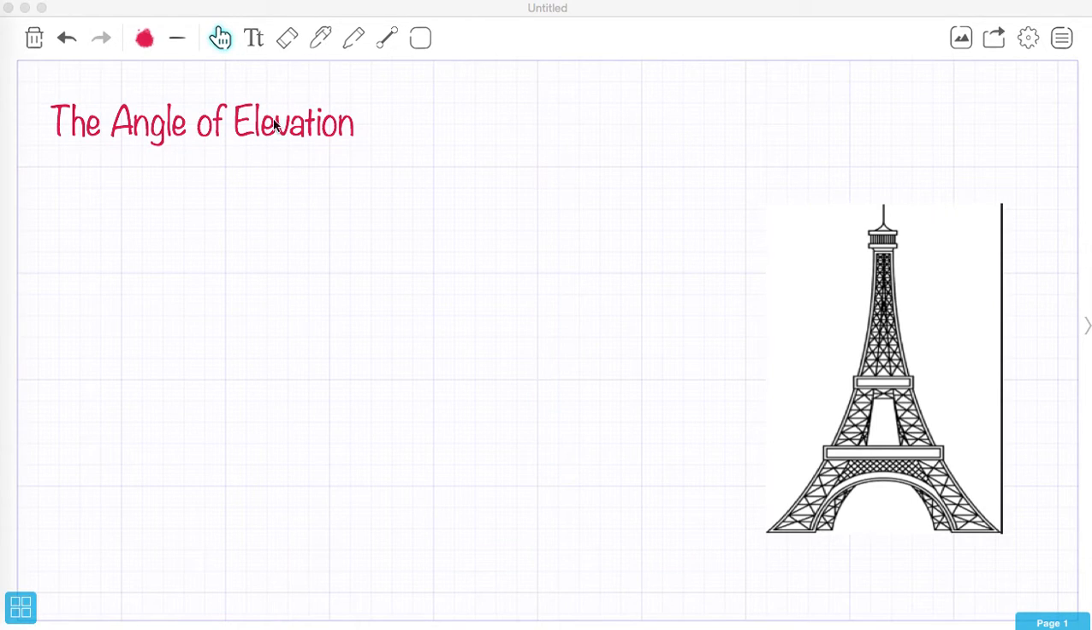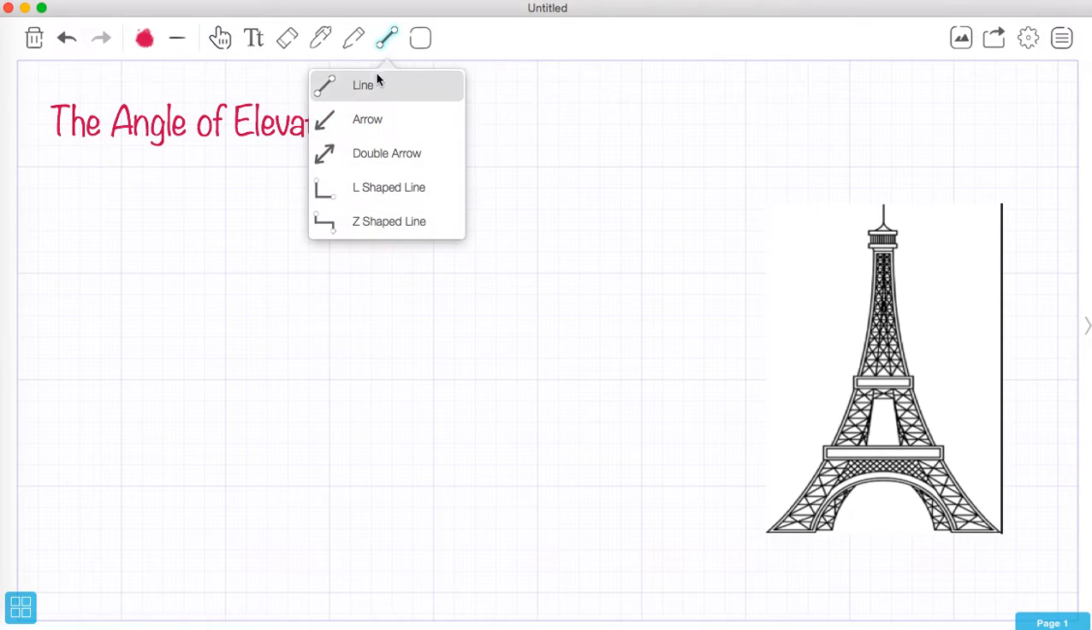Looking at the angle of elevation, we've got one quick question to show you an example. So I've got a picture here, and this is the Eiffel Tower, and I want to show you what the angle of elevation is. Now, elevation, this word here, means up. Elevate means to go up.